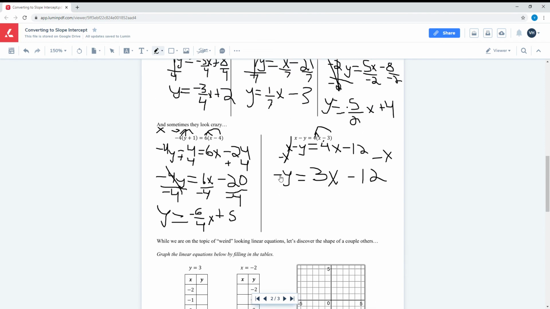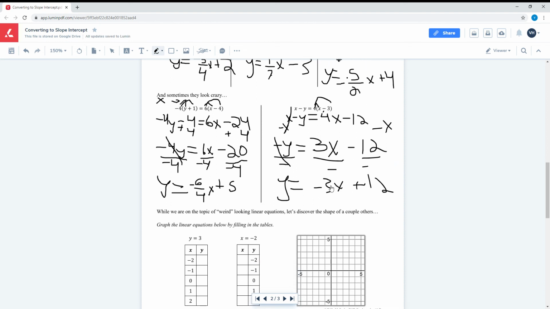How we get rid of it is it's kind of like this negative number times y, so we actually have to divide by negative. Divide by negative over here, divide by negative over here. Negatives cancel, and we are just left with y equals 3x plus 12. So this made it positive. And there we go. We did that.